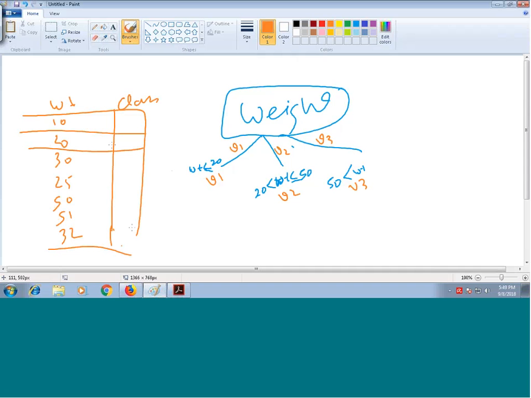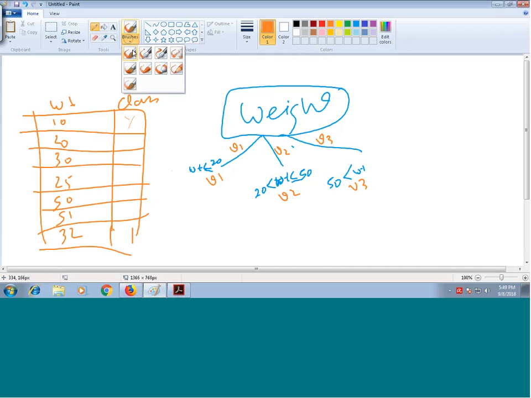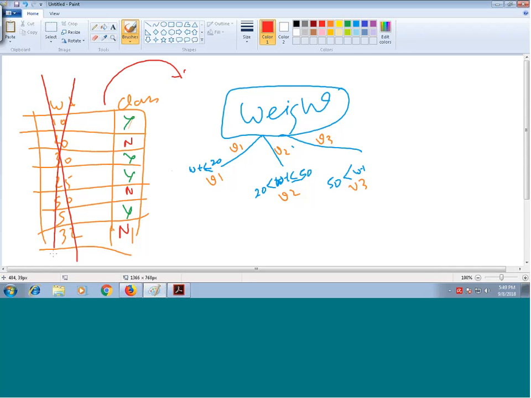There could be some class. Let me quickly write here. This is yes, this is yes, this is yes, this is yes, and let me say that all other places it is no. Then this database is actually transformed into another database. You are not going to use these values. Instead, you are using this value.